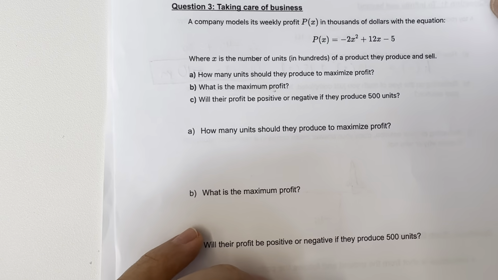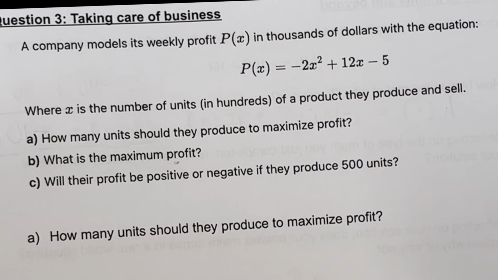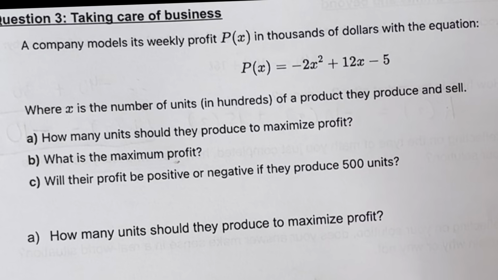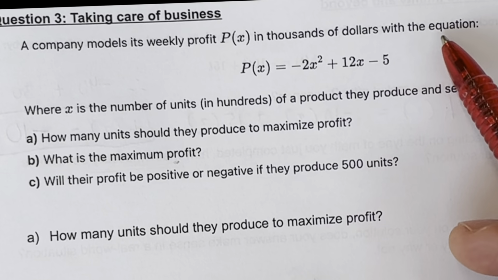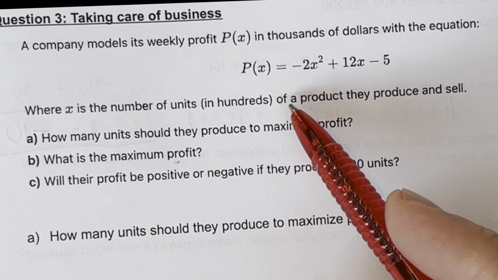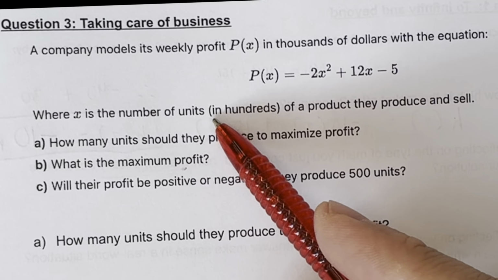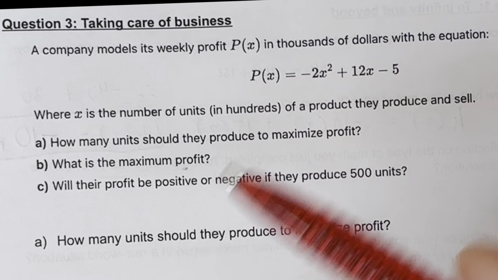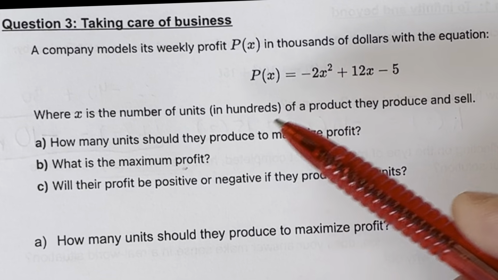All right. So we have a company that is modeling their weekly profits, right? And it says their profits is in thousands of dollars. And X is the number of units in hundreds. What that means is if you got the number 1, it actually means 100. If you get the number 4, it'd be like 400, okay?